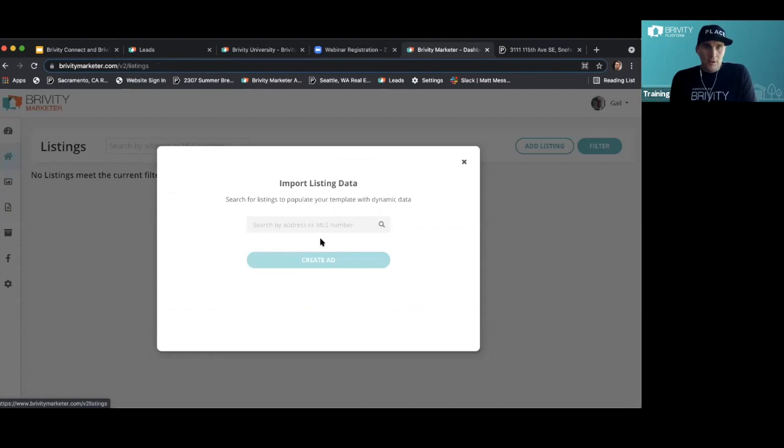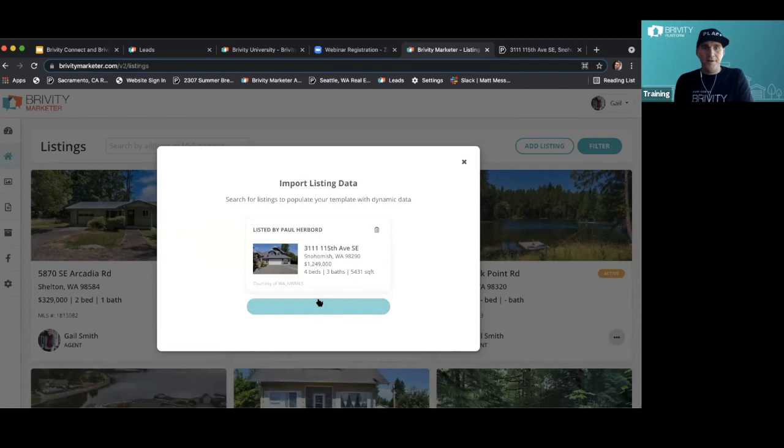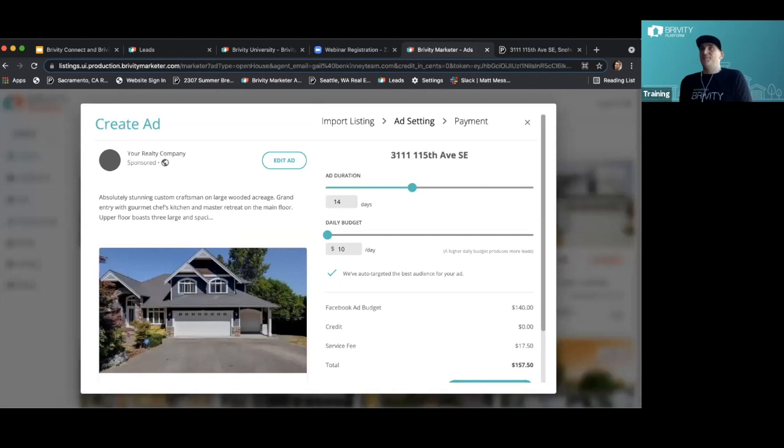So what you're going to do is you're going to come in here and you're going to click like I just did on that open house ad. Right. And then I have to get the address. So I'll just do it on the same property that I've been using here. So 3111 115th Avenue in Snohomish. Right. And I say, all right, I want to create an ad. So the process back here now, Shannon, is pretty simple. Okay. We edit the ad. So we can come in here.